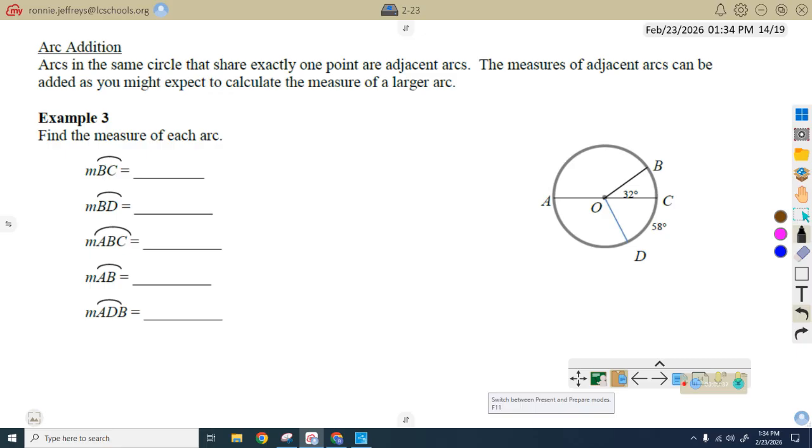I'm going to pause as y'all do this in class. I want you to find the measurement of all of these arcs. Okay, and go. All right, ready. Let's check on this. Madeline, what did you get for BC? I got 32 degrees. How'd you get that? Because I looked at the numbers. Because you looked at the number. That's very good. I like that description.